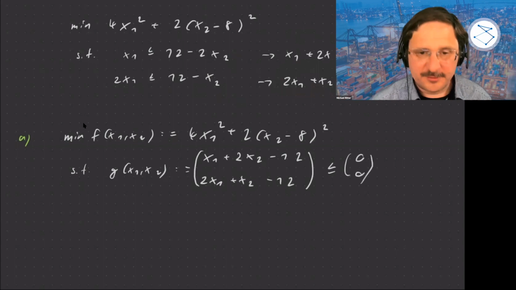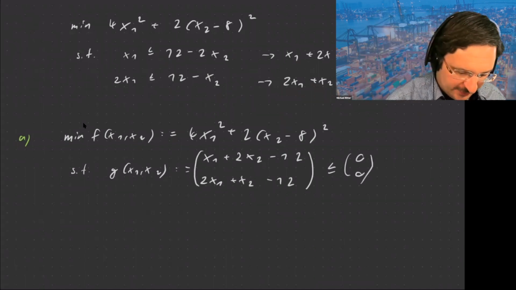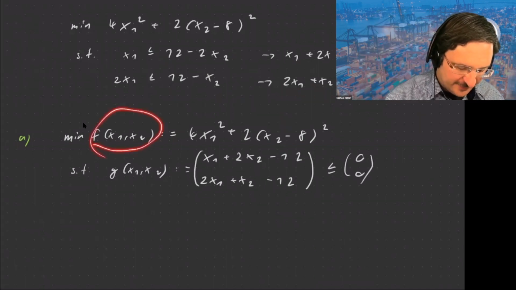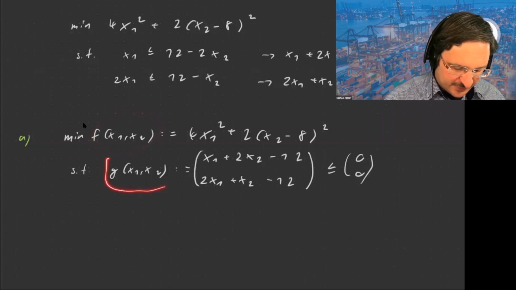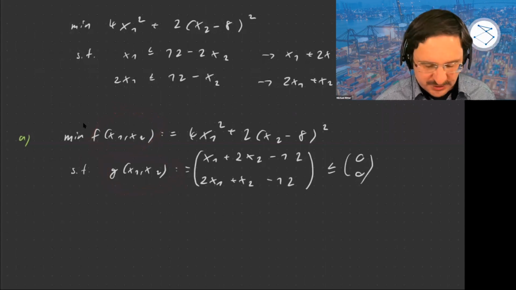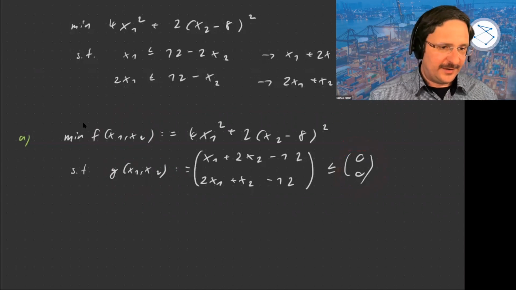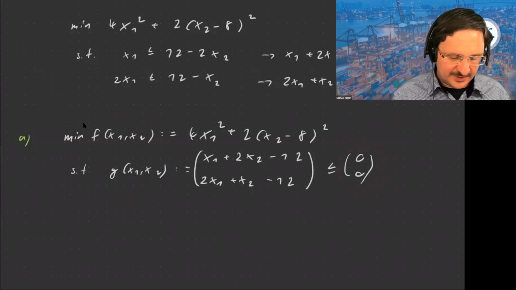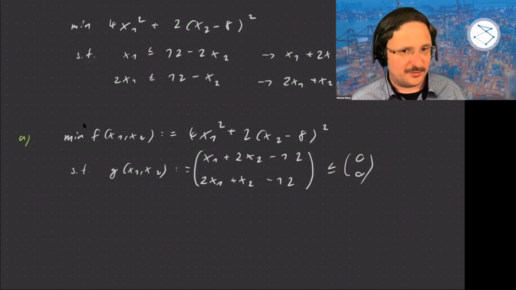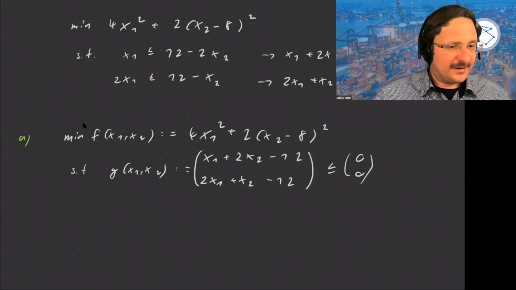So we can write the optimization problem in the desired form. Minimize a function f subject to a function g, a vector valued function g typically, is less or equal to the 0 vector. Okay, so that's the reformulation that the problem statement asks for in part A.